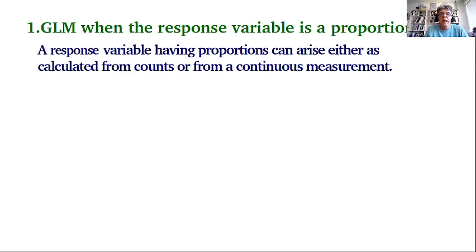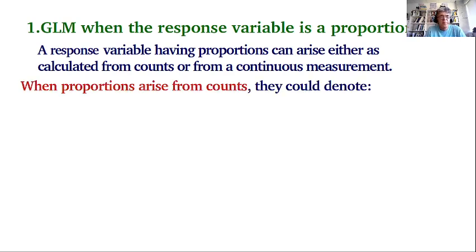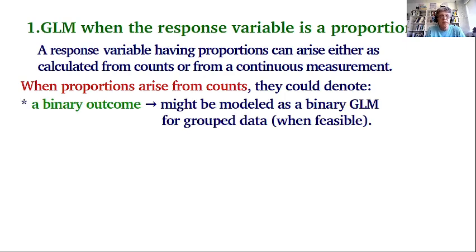A response variable having proportions can arise either as calculated from counts, as a proportion of one of two alternative outcomes of an event divided by the total number of observed events, or from a continuous measurement. When proportions arise from counts, they could denote two things. One is a binary outcome. In this case, we could model the response variable as a binary GLM for group data. Please see the book chapter and the videos where I discuss that.